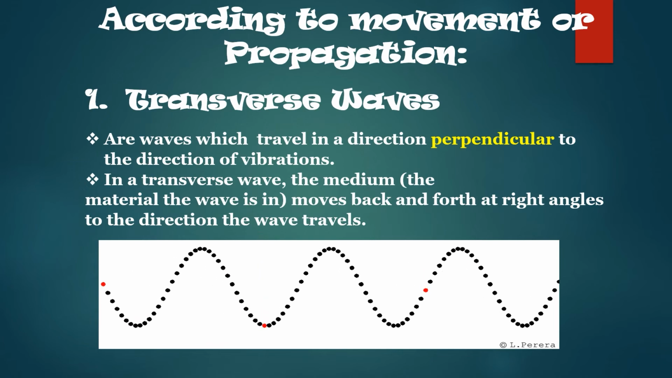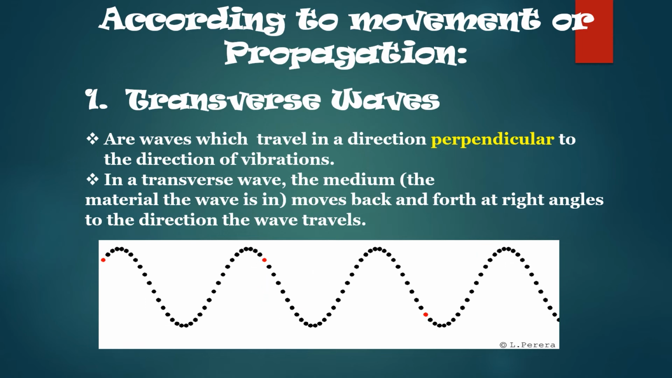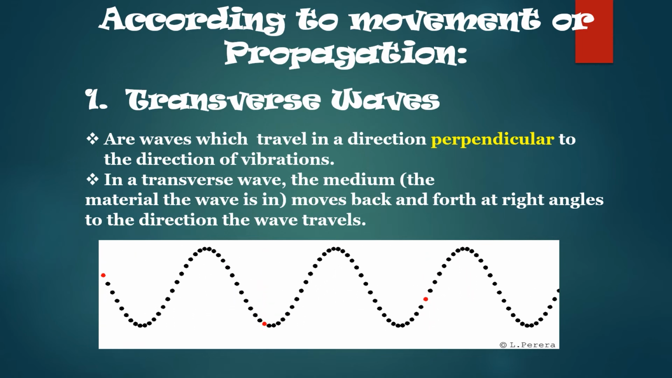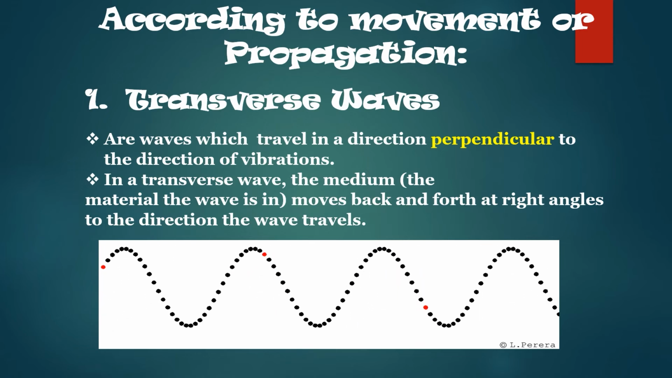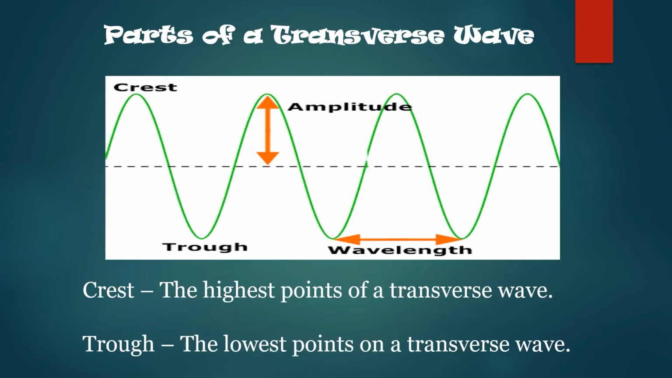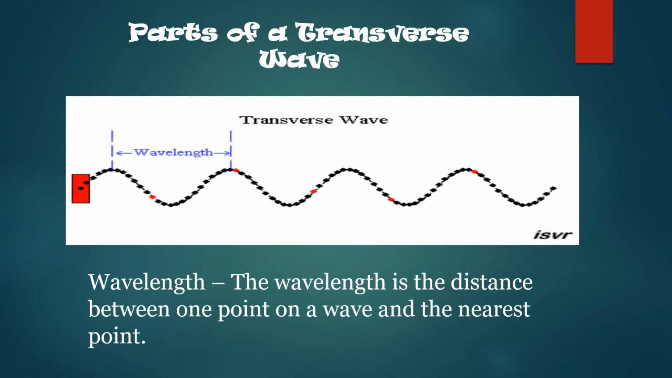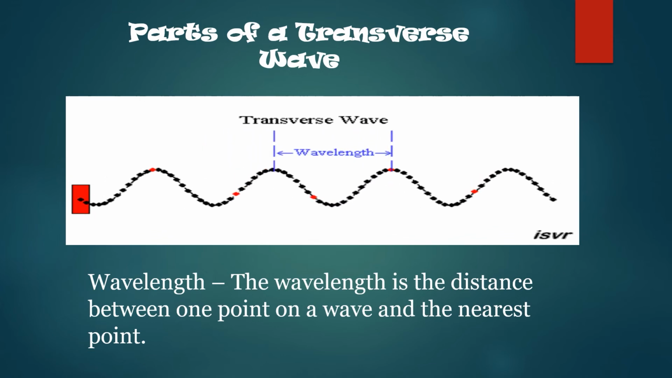Under this are transverse waves. These are waves which travel in a direction perpendicular to the direction of vibrations. In a transverse wave, the medium, or the material the wave is in, moves back and forth at right angles to the direction the wave travels. These are the parts of a transverse wave. First, the crest, the highest point of a transverse wave. Next, the trough, the lowest point on a transverse wave. Next is the wavelength. The wavelength is the distance between one point on a wave and the nearest point.